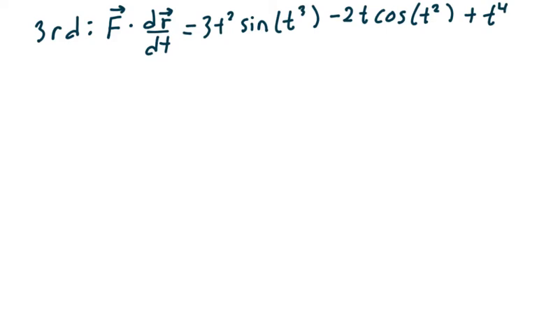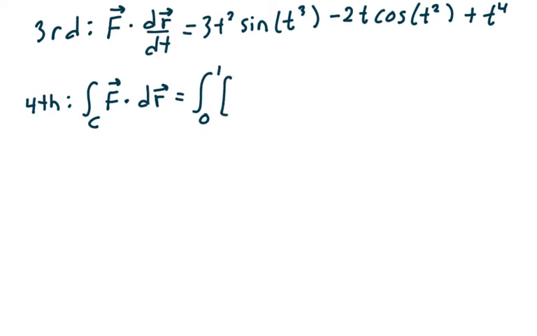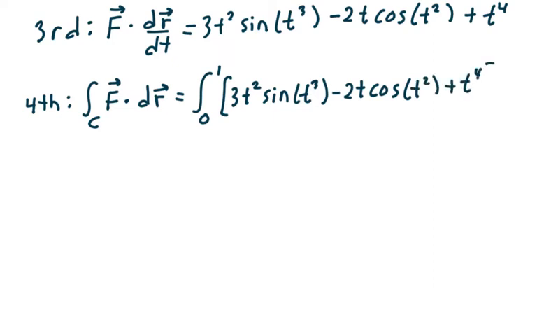And it works out perfectly because now for the fourth step, I'm going to take the integral over c of f dot dr. So this is the integral from 0 up until 1. That's the restriction on t. And I'm going to integrate what I found in step 3. So I get 3t squared sine of t cubed minus 2t cosine of t squared plus t to the fourth dt.